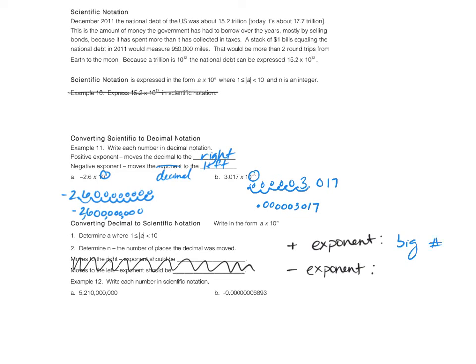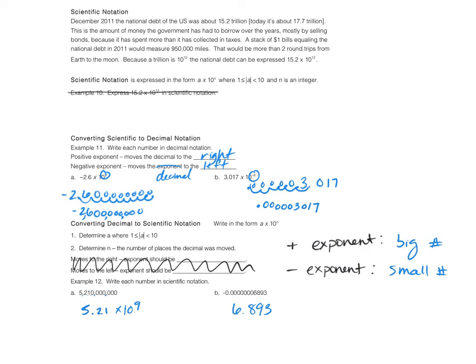A negative exponent is going to be a small number, and that's for something that's much, much less than 1. So in example 12, our number is going to be 5.21, and then our decimal started here, so we moved 1, 2, 3, 4, 5, 6, 7, 8, 9 places. So this is a big number. So this is going to be a positive exponent, and we moved it 9, so it's 5.21 times 10 to the 9th.